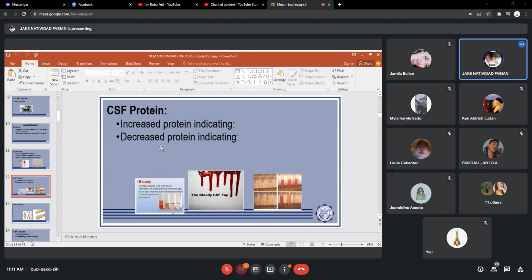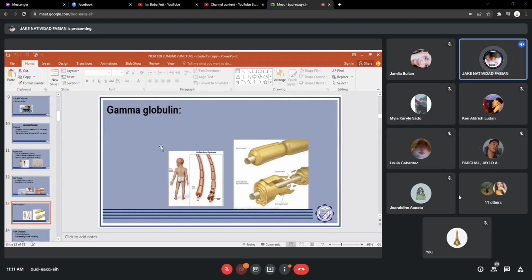Let's go. Gamma globulin. Sabi natin kanina, ang gamma globulin ay ilang percent lang, 3 to 12%. Pag increase ang gamma globulin mo, then it may suggest the degeneration of the myelin sheath. Ibig sabihin, medyo pa-old na yung myelin sheath natin, pa-destroy na yung ating myelin sheath.